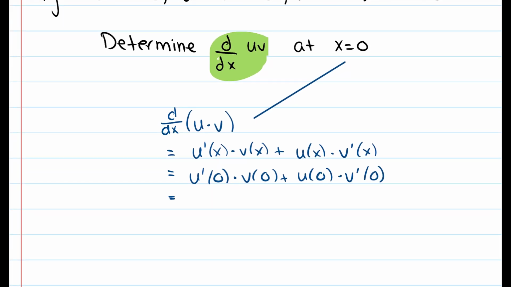And u prime of 0 is negative 3. V of 0 is negative 1. U of 0 is 5. And v prime of 0 is 2. So you get 3 plus 10, which is just 13.